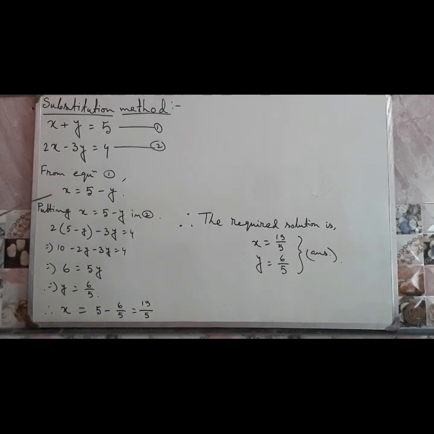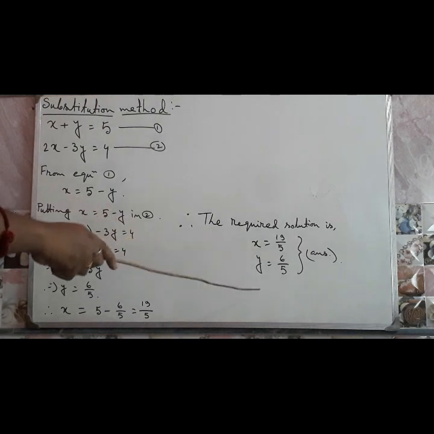So from the first equation I find the value of x, by changing the side of y, x is equal to 5 minus y. After getting the value of x, we put it in the second equation, that is 2 into 5 minus y, minus 3y is equal to 4, that is 10 minus 2y minus 3y is equal to 4. By calculating we got y is equal to 6 by 5. Now putting the value of y in x is equal to 5 minus y, so 5 minus 6 by 5 we will get 19 by 5. This is the required solution, that is x is equal to 19 by 5 and y is equal to 6 by 5.